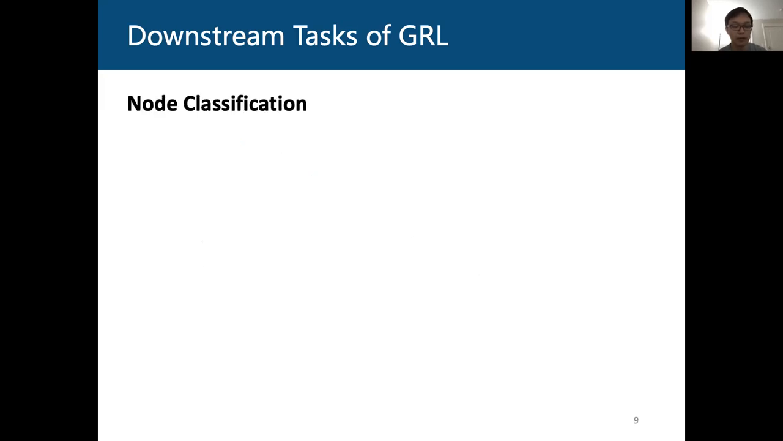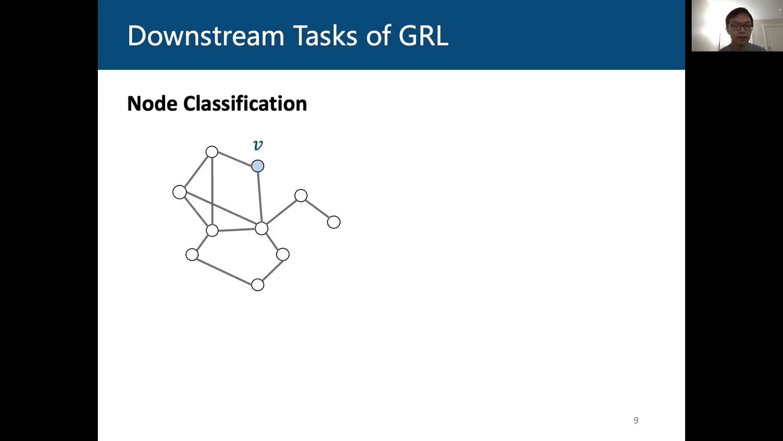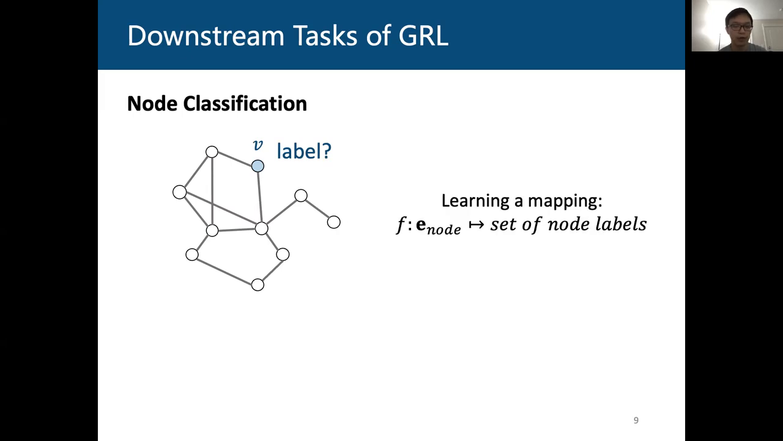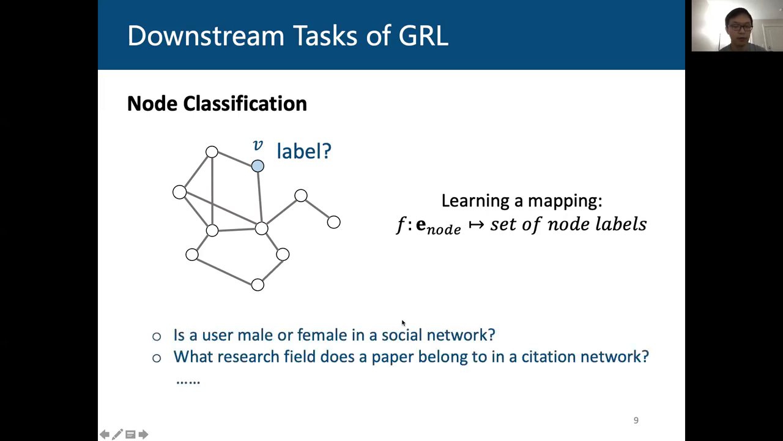The second task is node classification, where we are going to predict the label of a given node. Formally speaking, our goal is to learn a mapping from node embeddings to the set of node labels. We list some real world node classification tasks here, such as: is a user male or female in a social network, or what research field does a paper belong to in a citation network.